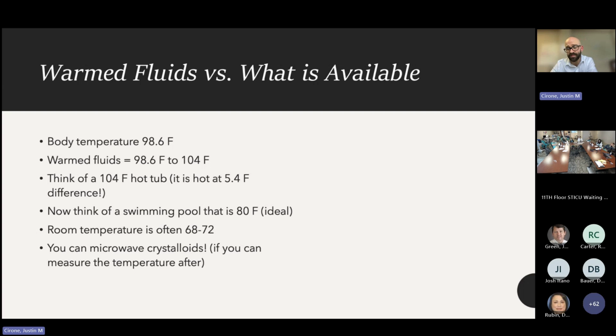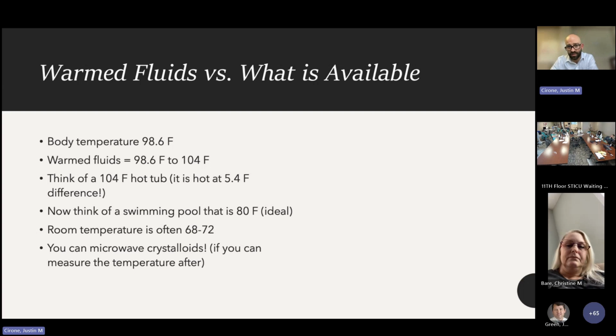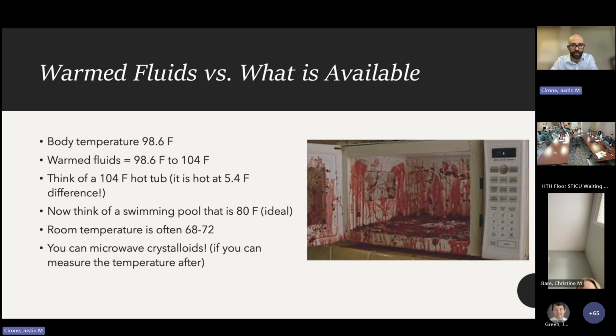It may not seem that cold to you, but it's 68 to 72 degrees. That's the temperature of the room. Keep in mind, you can microwave crystalloids if you're in an austere environment, although a lot of hospitals do not allow this, but it is a reality. Just make sure you remember to never microwave blood. It will have all sorts of devastating complications to the components within the blood, so don't ever do that.